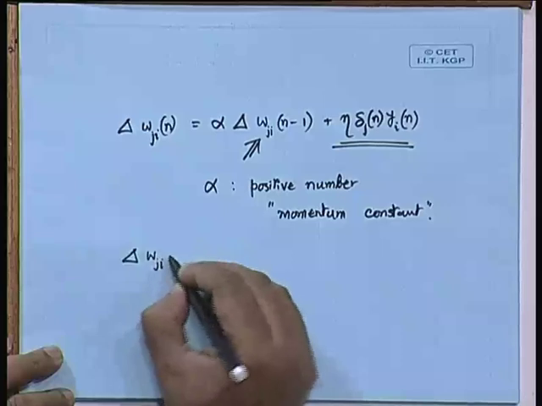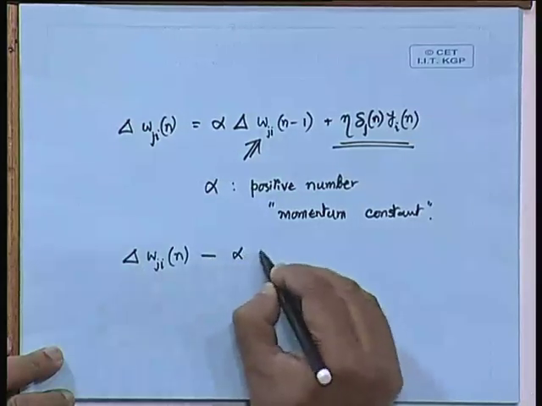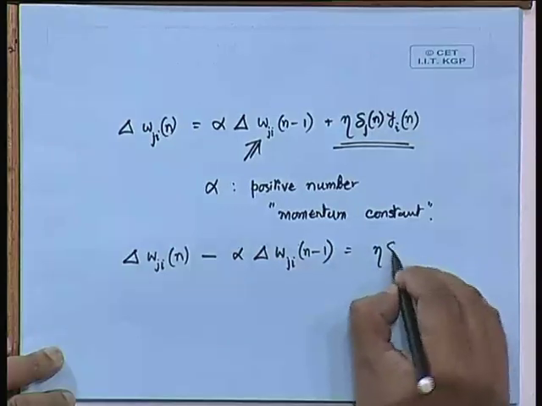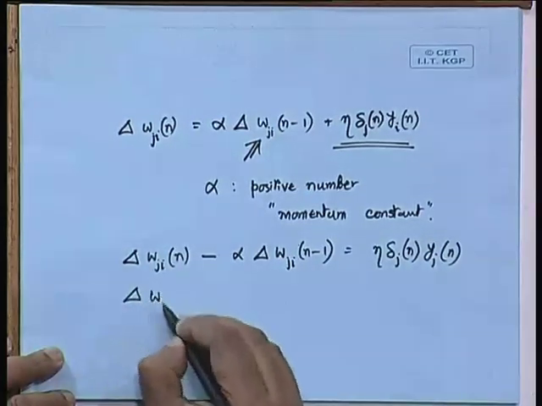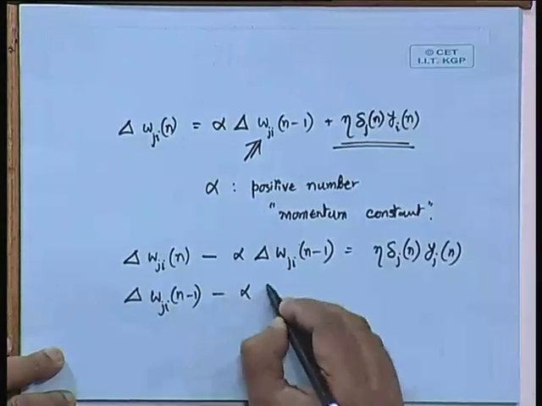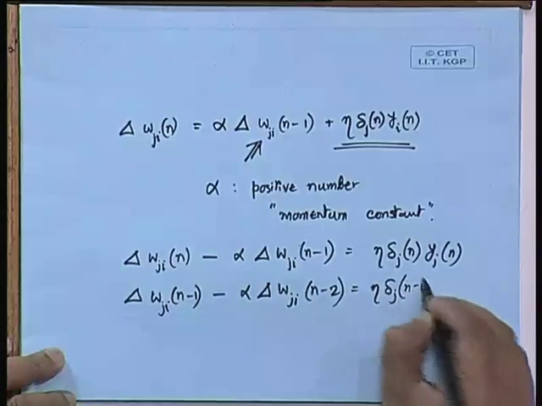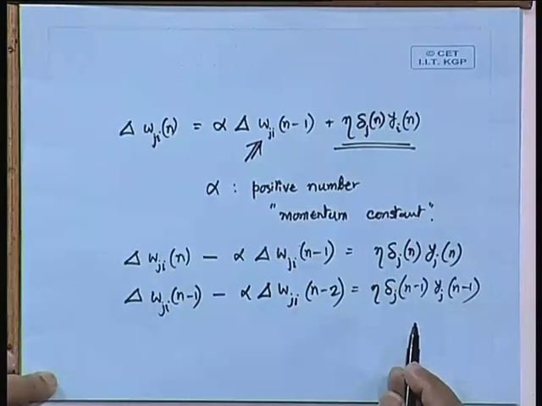Now, this equation that we have got could be written in the form of a difference equation: delta WGI n minus alpha times delta WGI n minus 1 is equal to eta times delta J n YJ n. Very similarly, delta WGI n minus 1 minus alpha times delta WGI n minus 2 is equal to eta times delta J n minus 1 YJ n minus 1, is it not? If we had written the same expression for the earlier iteration, the difference equation would have been like this.